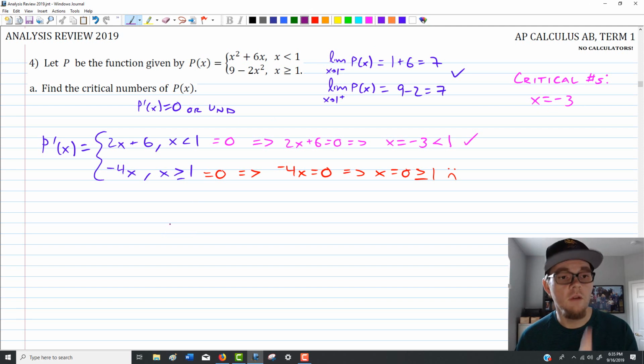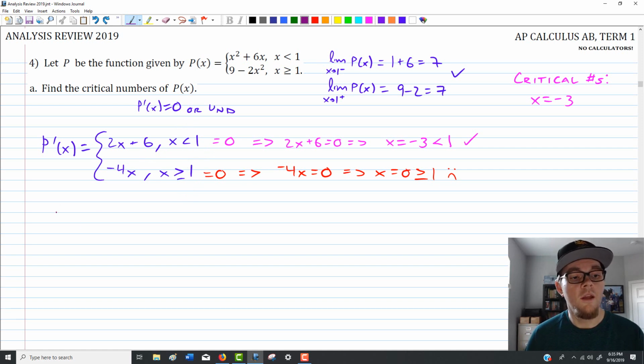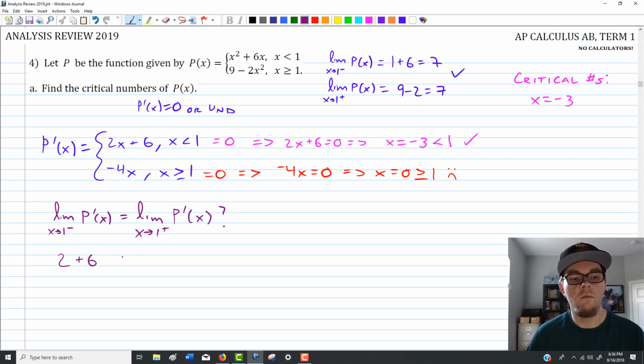Where we could get a critical number, though, very important to note, is we could get a critical number at the boundary, because it's possible that there is a sharp turn or some non-differentiable point there. So to check that, if you'll recall, we look to see if the derivative's limit exists at that point. Because basically what we're checking is, is the derivative continuous at x equals 1? So we're going to ask ourselves this question by plugging in and seeing. We'll have 2 times 1 plus 6. We'll compare that to negative 4 times 1. So our question is, does 8 equal negative 4? The answer is, of course it doesn't.